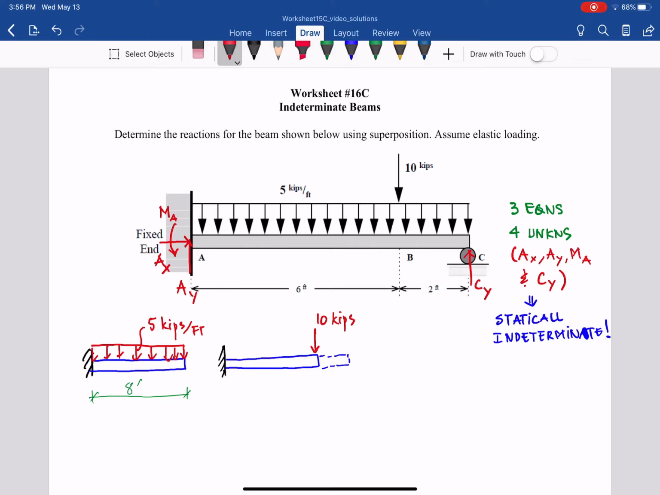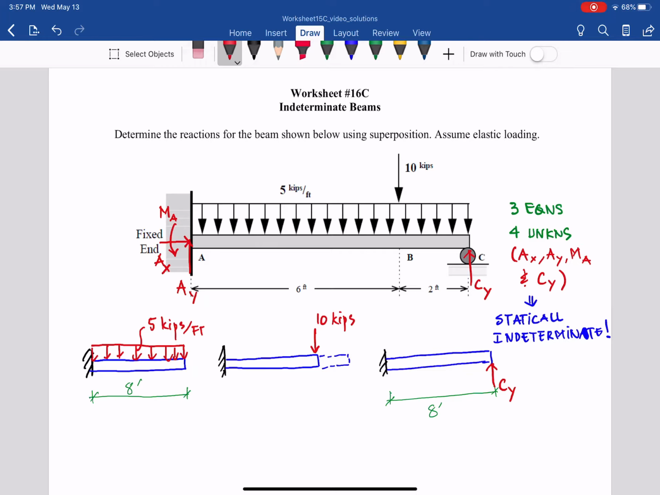So that is the load we have. And then Cy: I remove Cy and consider Cy as an external load. So let that beam become a cantilever, and Cy now is considered an external load.